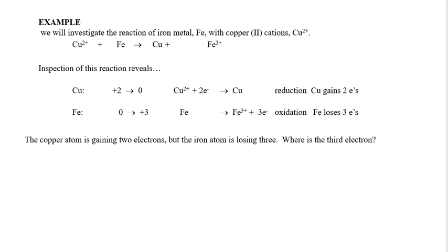Alrighty. The thing that you might ask is this question I put up here to remind myself to ask it: where's the third electron? Iron lost 3, copper gained 2. If I lose $3 and you pick up 2 of them, where's the third dollar? Floating around in the ether somewhere. It's got to be there. So we need to balance it, okay?